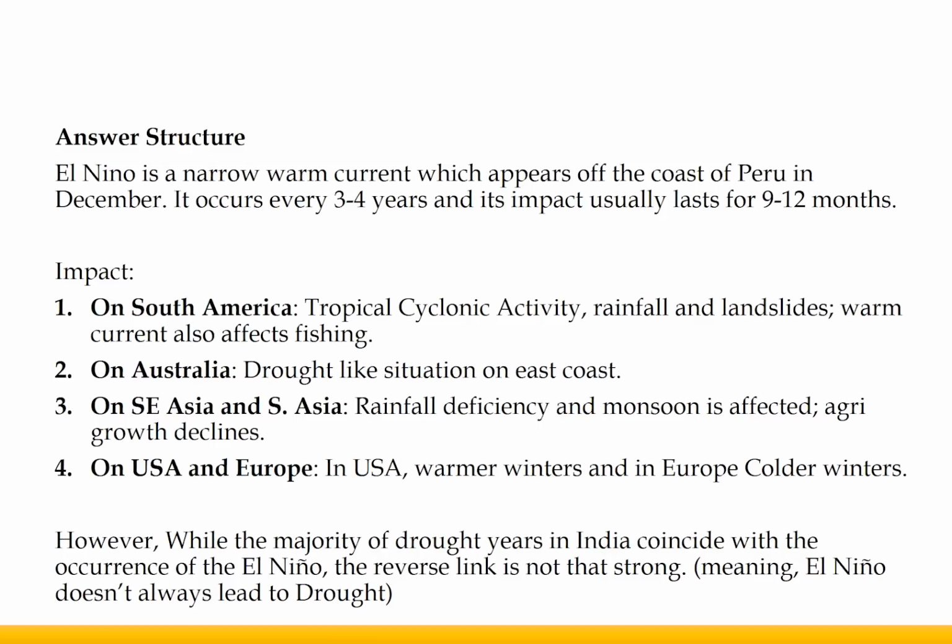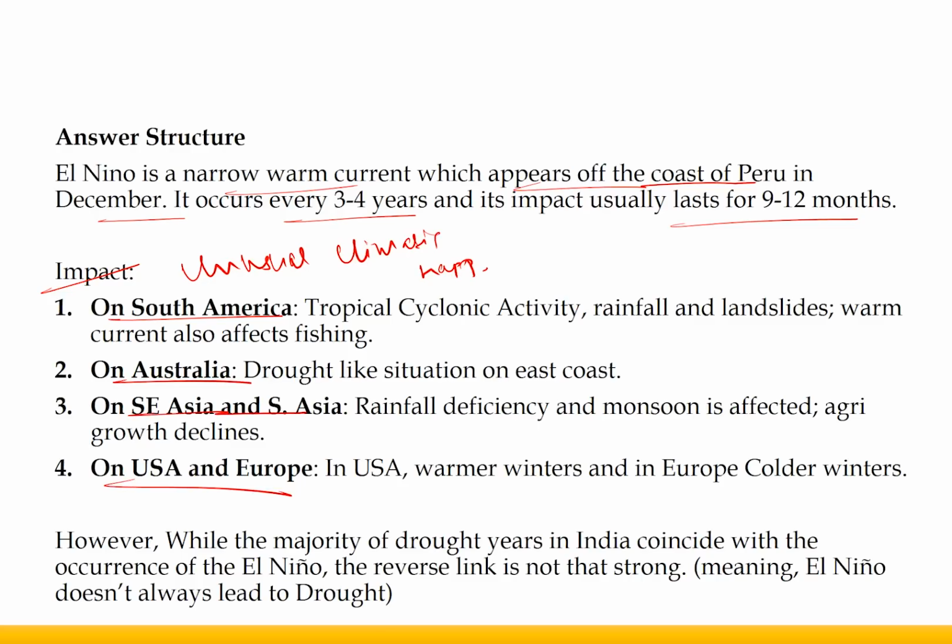Now, coming to the answer structure. In the introduction, I have simply defined El Nino. It is a narrow warm current which appears off the coast of Peru in December, occurs every 3 to 4 years, and its impact usually lasts for 9 to 12 months. Then the unusual climatic happenings, here you can also make the subheading as unusual climatic happenings. On South America, on Australia, on Southeast Asia and South Asia, on USA and Europe.